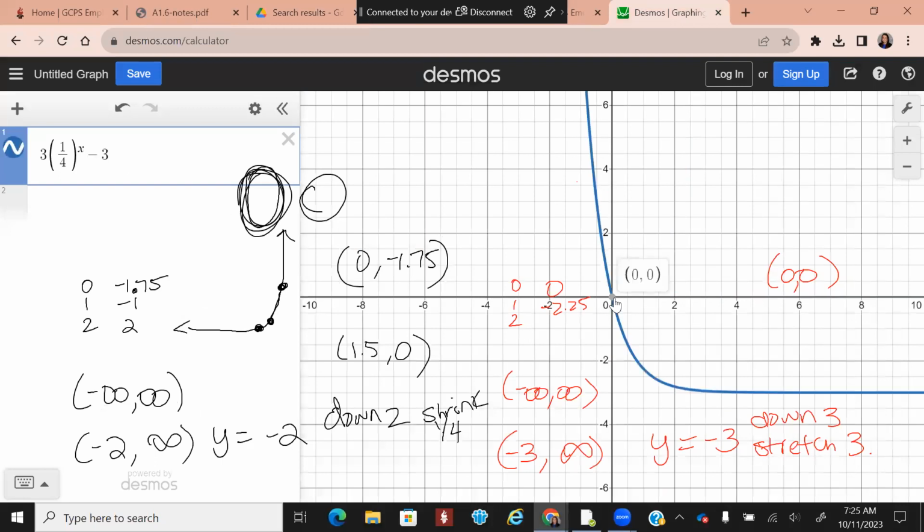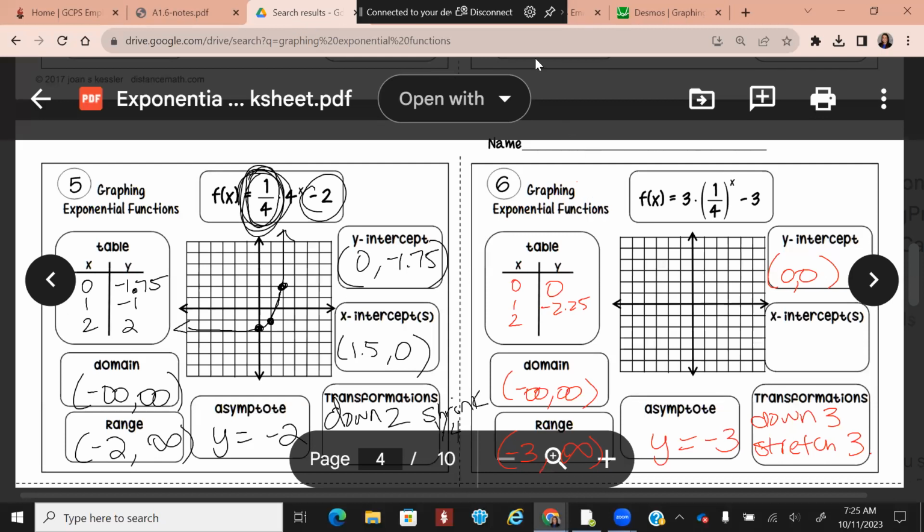Does it cross the x-axis? Yeah, we're at 0, 0. It's okay for your y-intercept to be the same as your x-intercept. That's okay. And then when I plug in 2, what did I get? Anybody know?